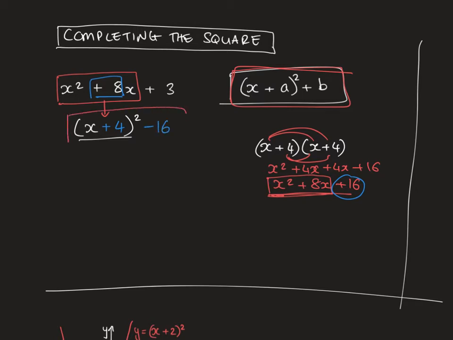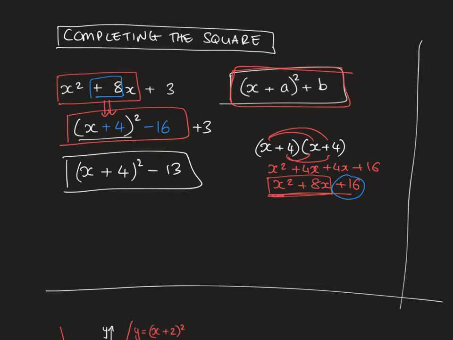Now, what that means is this section here is the same as x squared plus 8x. But of course, there is still the plus 3 on the end. So if we simplify this whole thing, what we end up with is x plus 4 all squared minus 13, because negative 16 plus 3 is negative 13. So that is our final factorized form. So essentially, we've completed the square.